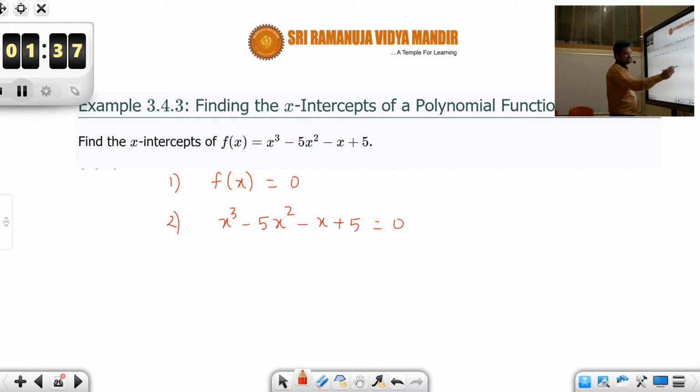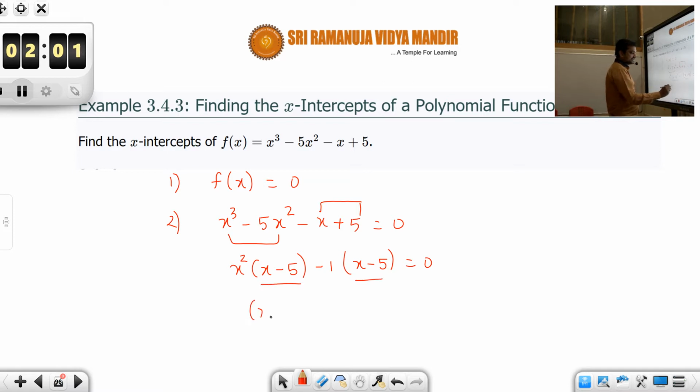By directly looking at it, you can't take out any greatest common factor. So what you will do is look at the first two terms. You can see x square as common. Similarly here, take minus 1 as common. If you take x square as common, you will be left with x minus 5, minus 1 times x minus 5 equal to 0. Now again, by taking out x minus 5 common, we will be getting x minus 5 times x square minus 1. See, x minus 5 is not reducible anymore because this is a polynomial of degree 1. You can't reduce it anymore.